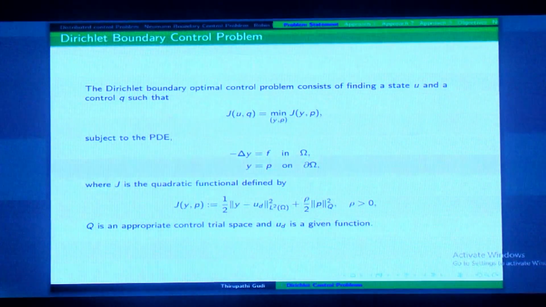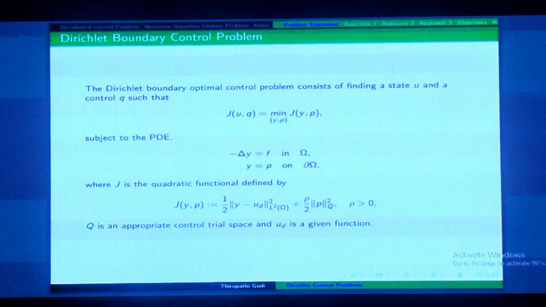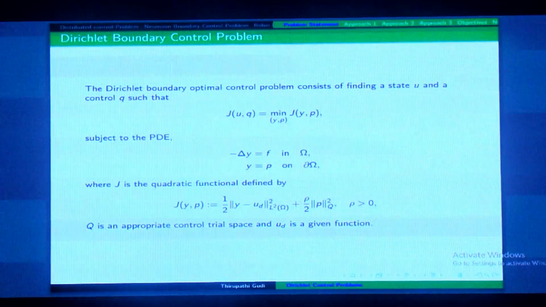So the problem is, what is the right space here? I didn't define what the space is. I just said there is some abstract space Q. What would be the space Q here to make this problem well posed? So that's where the problem starts actually.